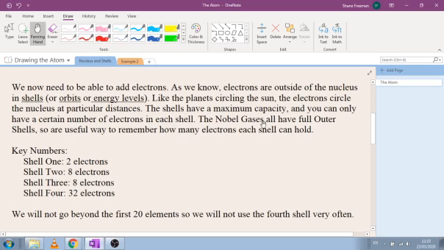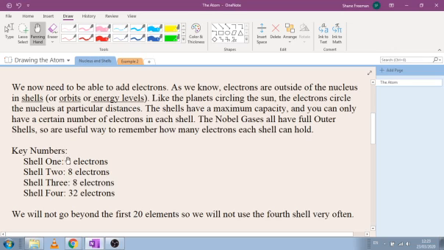The shells, however, have a maximum capacity. You can't just put them in any way you like. There is an order and a way that it must be done. So you can only have a certain number of electrons in each shell. As a quick tip, the noble gases all have full outer shells. So if you look at the noble gases, which we'll look at in the table in a second, they tell you how many electrons can go in each shell.